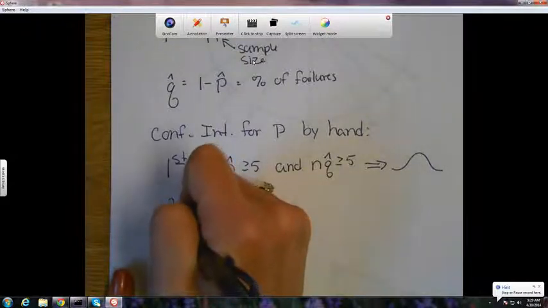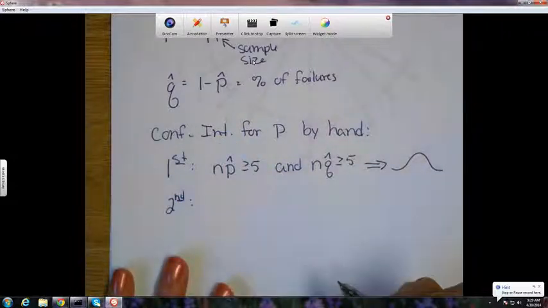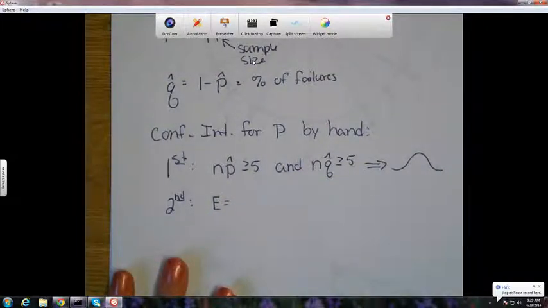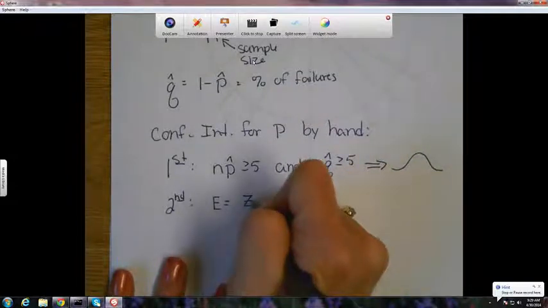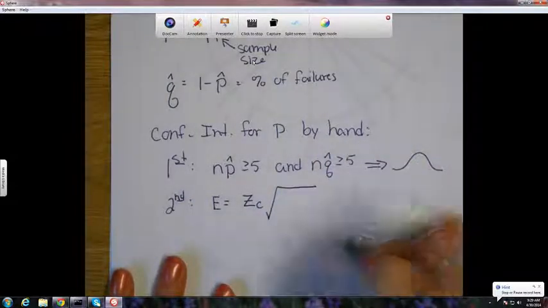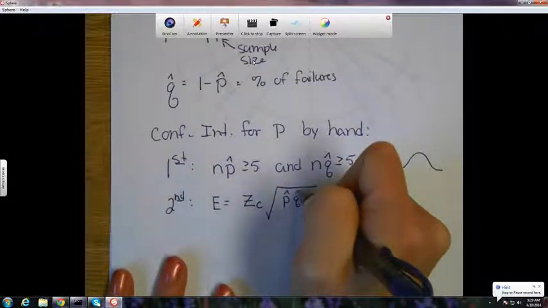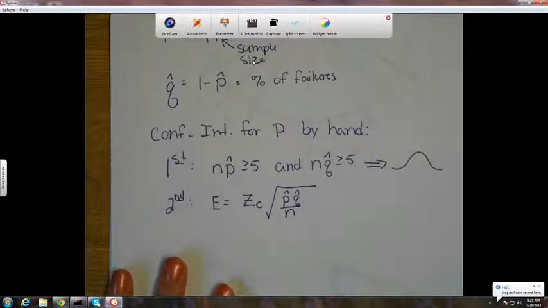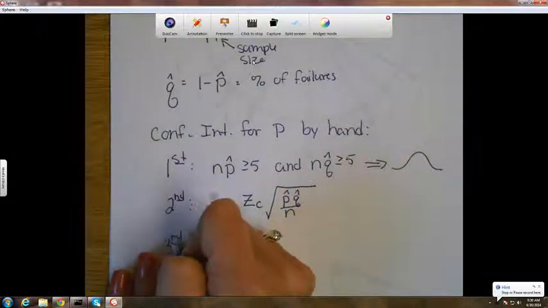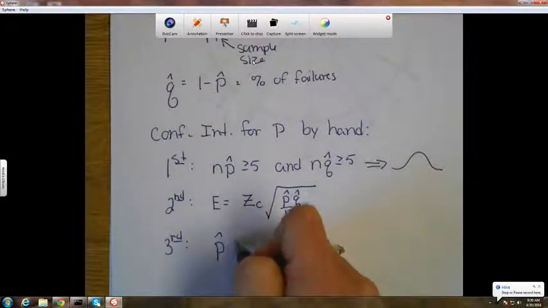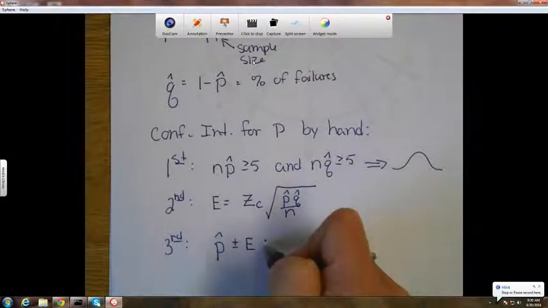So then, your second step is still to calculate max error. And the formula here is the z-score for your confidence level multiplied by the square root of P hat times Q hat over the sample size. And that whole fraction is under the square root. And then the third step is to do your interval, where you take your point estimate, P hat, add and subtract your error. And that will create an interval for population proportion.